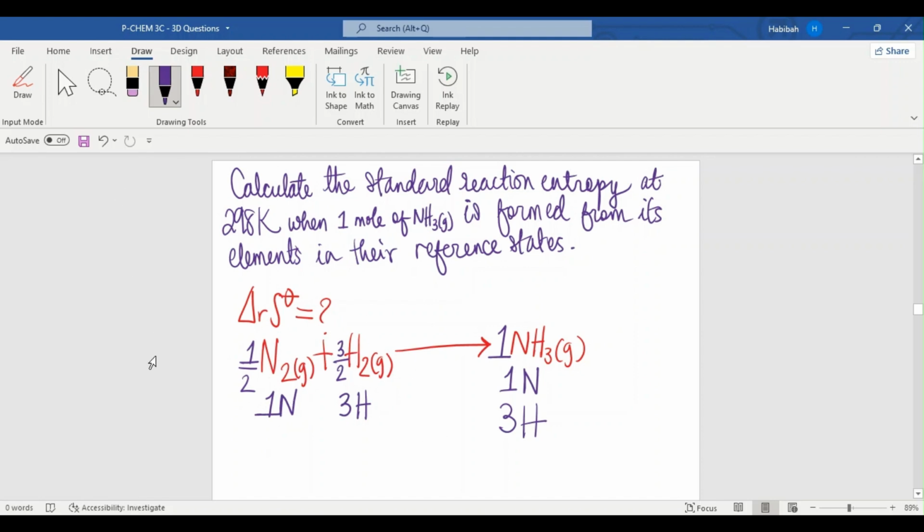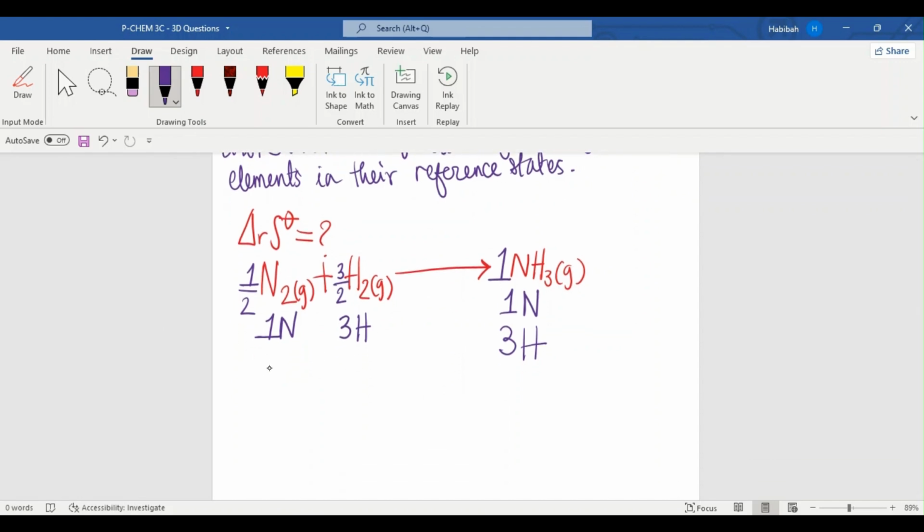So I'm going to rewrite this balanced chemical equation as half N2 gas plus 3/2 H2 gas gives NH3 gas. This is what we're going to be using.